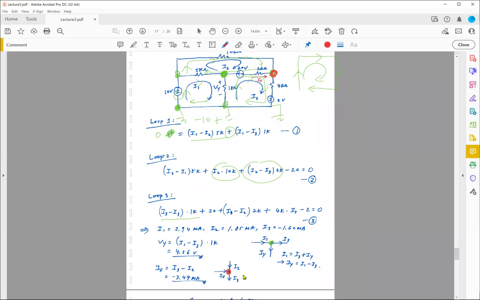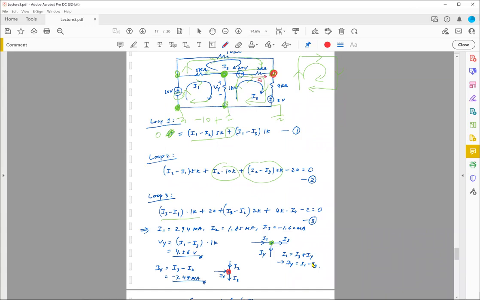So what is Ix? Well, simply you use KCL again. KCL says the current entering the node has to be equal to the current leaving the node. Current entering the node is I2 plus Ix. Current leaving the node is I3. Based on the relationship, we know Ix is equal to I3 minus I2. So I take I3 minus I2, that gives me minus 3.5 milliamp.